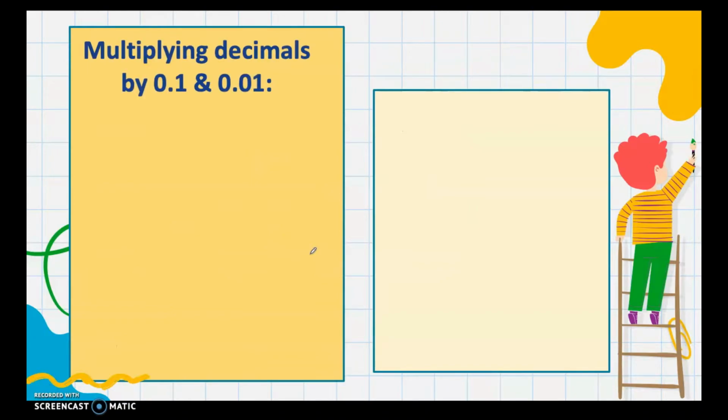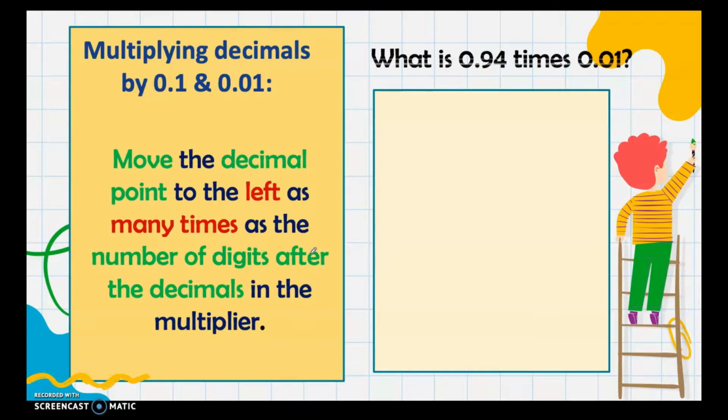Now, let's multiply decimals by 0.1 and 0.01 or 0.001. So, if the given factors has 0.01, 0.1, 0.001, and so on, here is the step. You move the decimal point to the left as many times as the number of digits after the decimal points in the multiplier. So this 0.01 is our multiplier, and we may not need to multiply this one manually. All we need is to move the decimal point of this first factor, which is 0.94, or the multiplicand, as many times going to the left as the number of digits after the decimals in the multiplier.